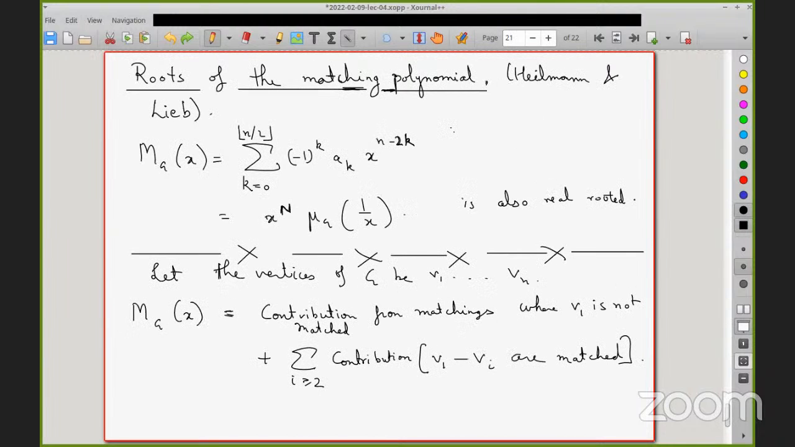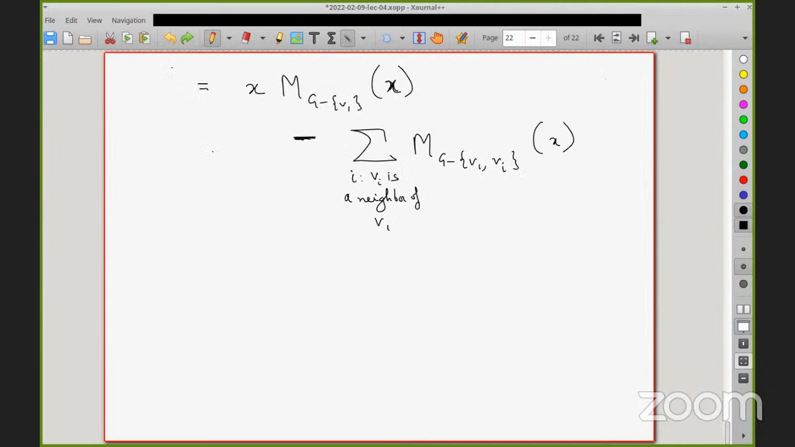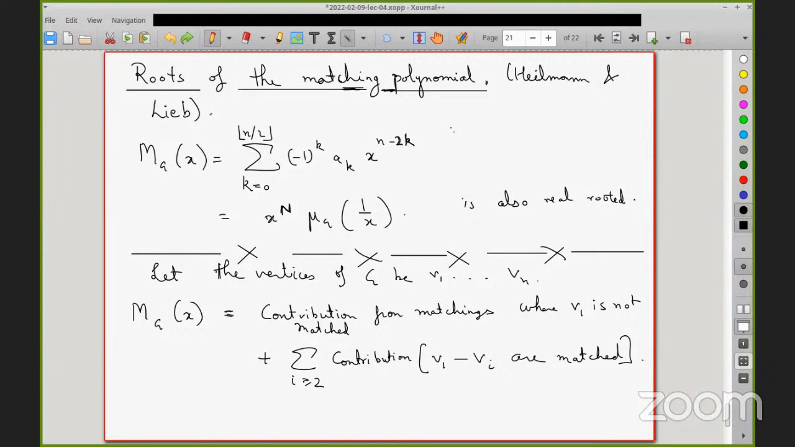Can you just repeat why you remove the neighbors of vi also? So let's look at this. What is m G? It is the sum over all matchings in G of minus 1 to the power of the size times x to the power n minus 2 times the size. That's exactly what this polynomial is. Now let us look at the contribution from those matchings where V1 is not matched. In any matching, V1 is either not matched or it is matched to one of its neighbors. That's all it can do.